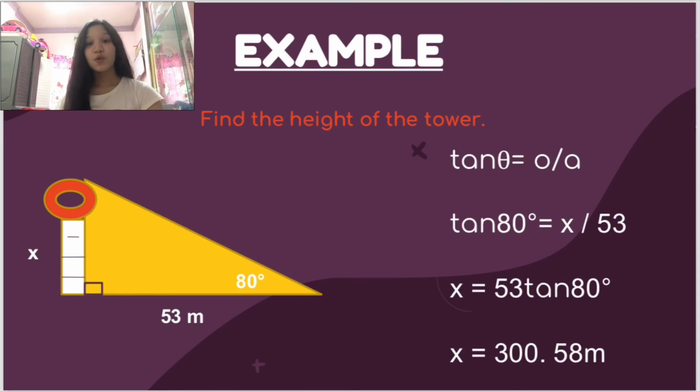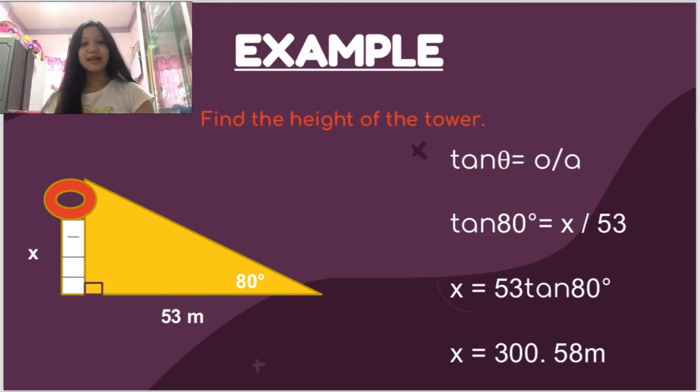So first, we have the formula tan degrees is equal to opposite over adjacent. Next, we're gonna have to substitute. So let's say tan 80 degrees is equal to x over 53. Now, since the x is on the upper part of the fraction, we're gonna have to multiply the equation. We're gonna have to place the x on the left side while the remaining numbers are on the right side.